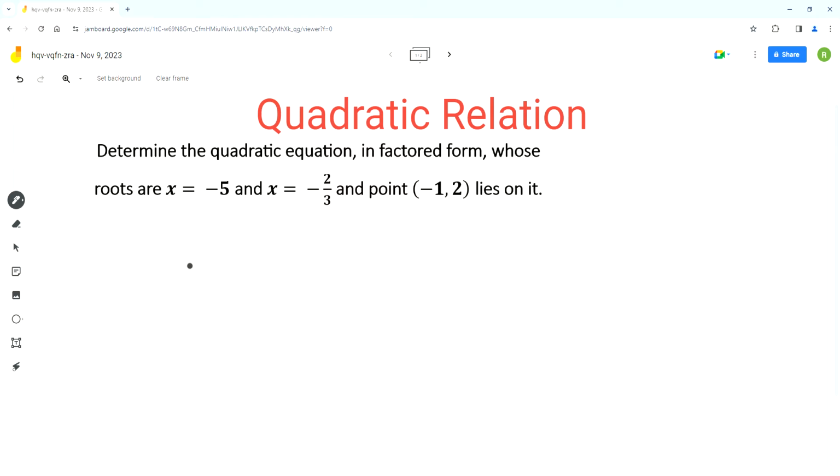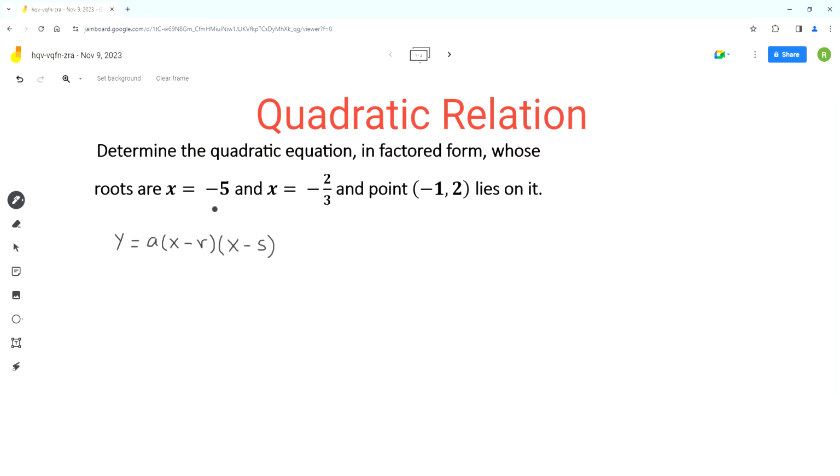So the first step here is to write the general equation of a quadratic relation in factored form, and that is y equals a times x minus r in the first parentheses and then x minus s in the second parenthesis. Now in this general equation, r and s represent the roots of the quadratic relation and a represents the leading coefficient. Now in this problem we are given that the roots are -5 and -2/3.